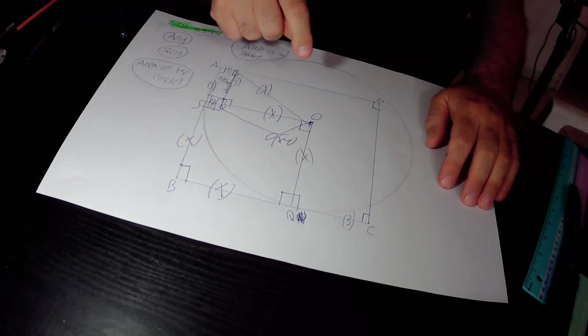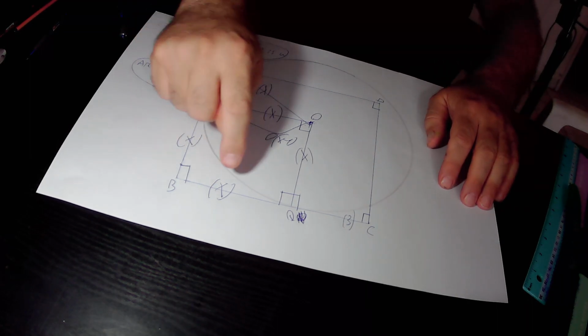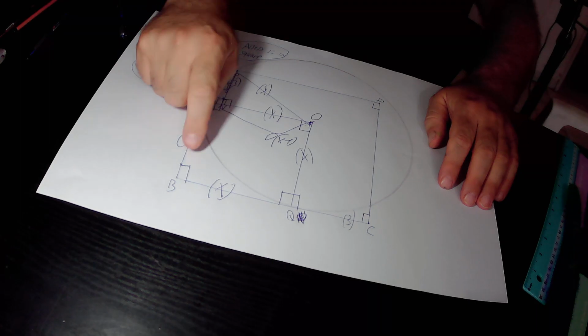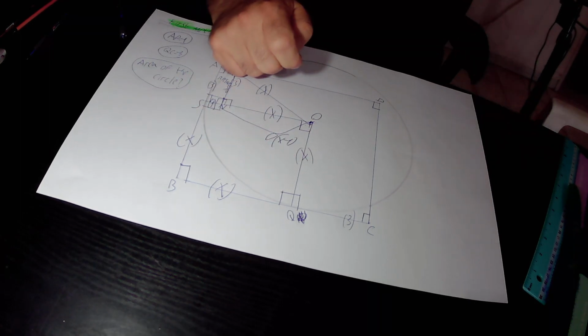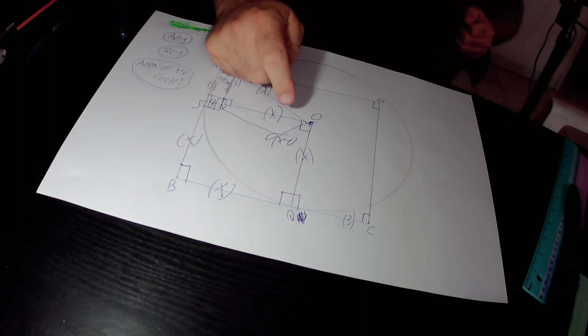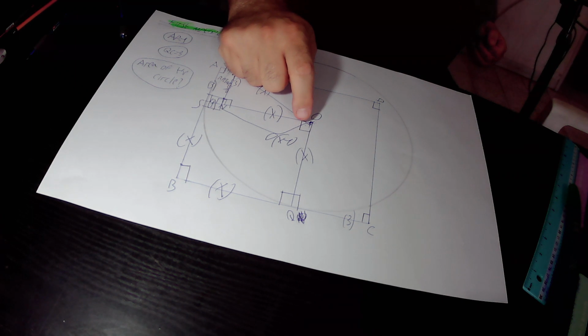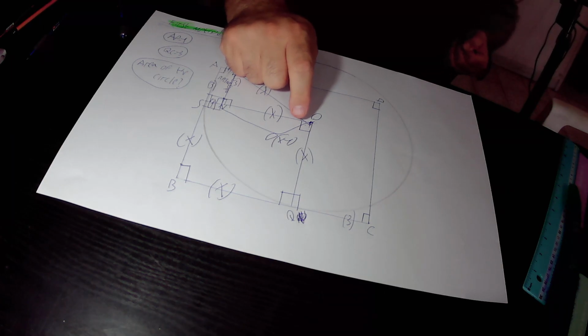So inside quadrilateral OSBQ, we have 1, 2, 3 right angles. The sum of 3 right angles is 270 degrees. So 270 degrees plus the size of this fourth missing angle, in total they must be equal to 360 degrees, according to the rule that states that the sum of the angles in any quadrilateral is equal to 360 degrees. And therefore this fourth missing angle must be equal to 90 degrees.